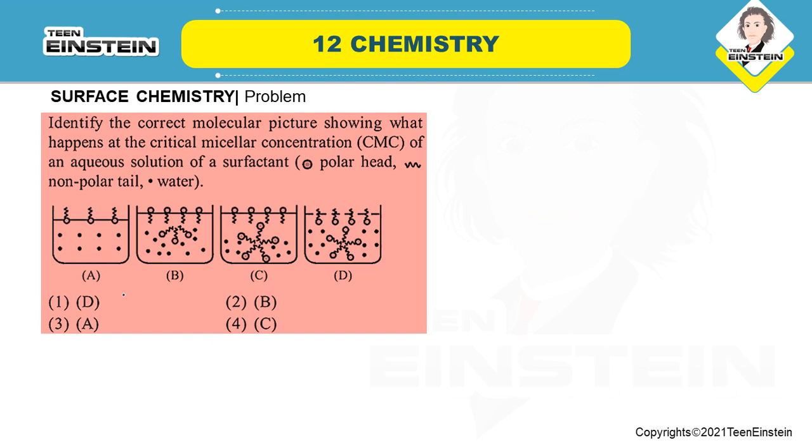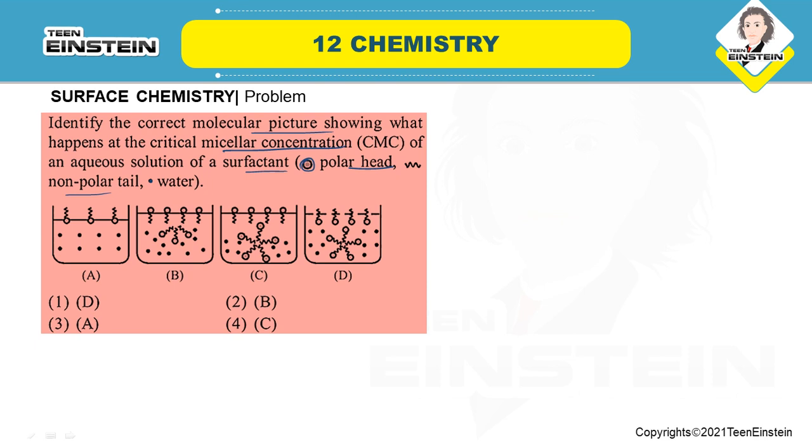Here we have pictures A, B, C, D. Identify the correct molecular picture showing what happens at CMC of an aqueous solution of surfactant. This spherical region is the polar head, and the tail is non-polar. And this small black dot is water molecules. So in picture A, remember we have to find the picture which will resemble critical micelle concentration formation. So there must be formation of micelle.